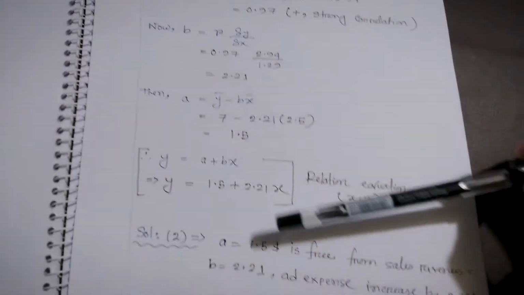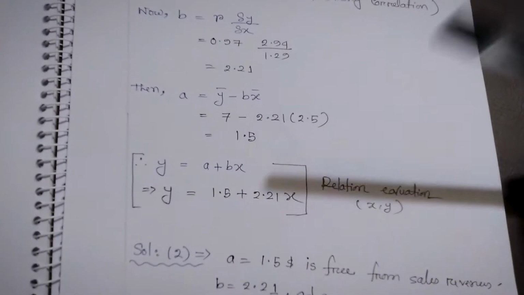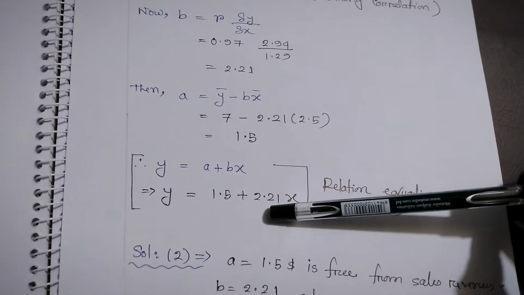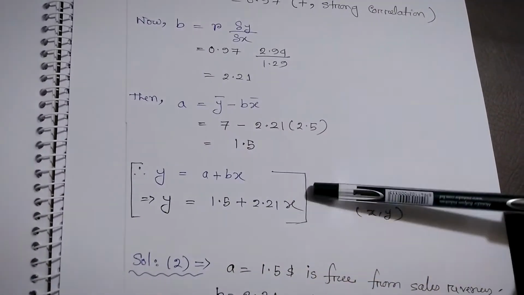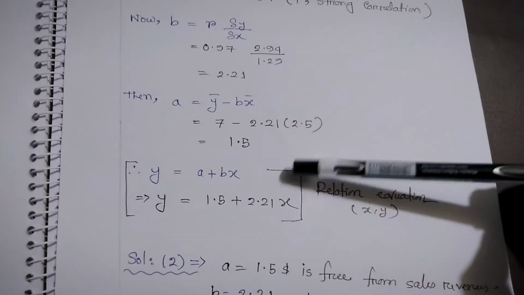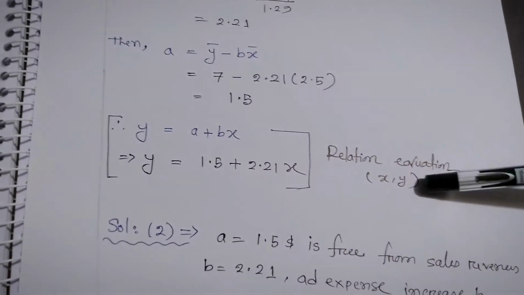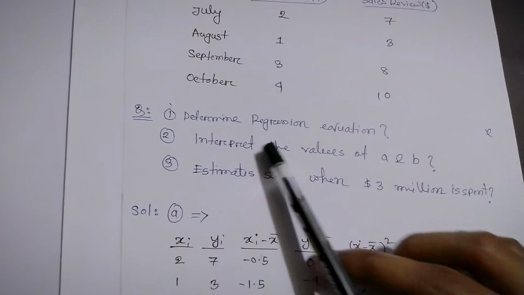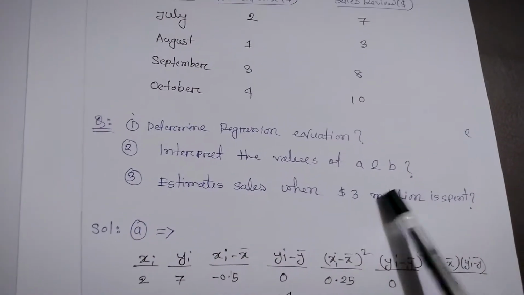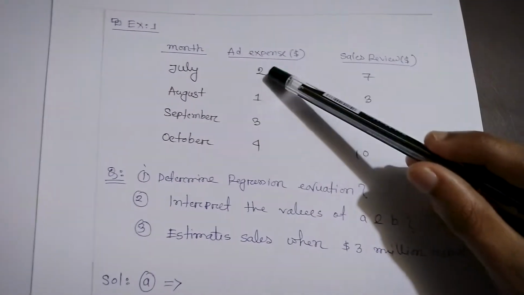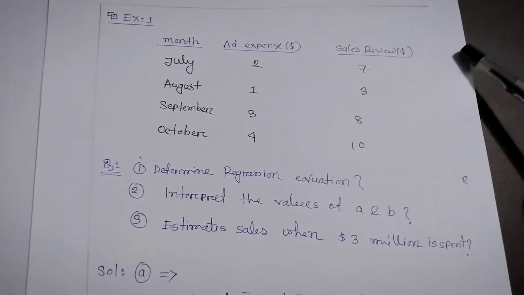Now this is our main equation, y equals a plus bx. The value of a is this one, the value of b is this one, and then your x. Now you find the ultimate equation for y and x, the total equation, and this equation tells the relationship between x and y. Your second question was to interpret the values. This is done. And estimate the sales when 3 million is spent.